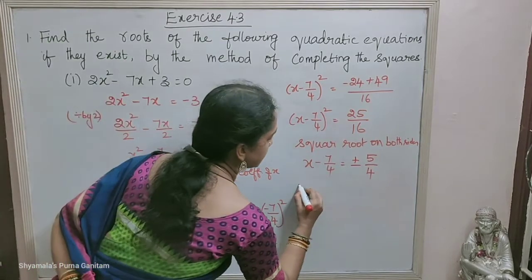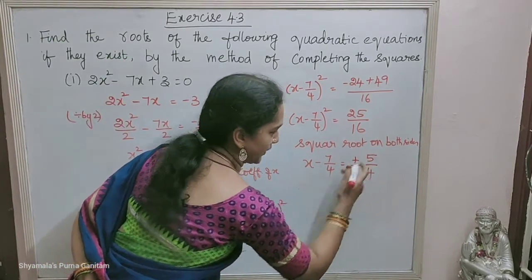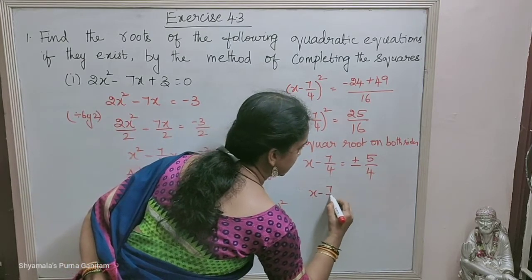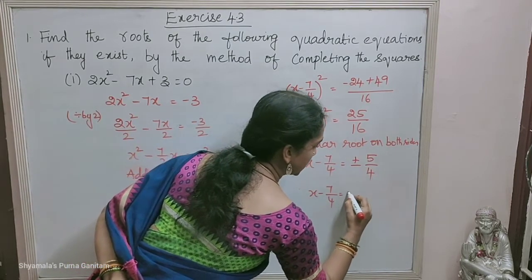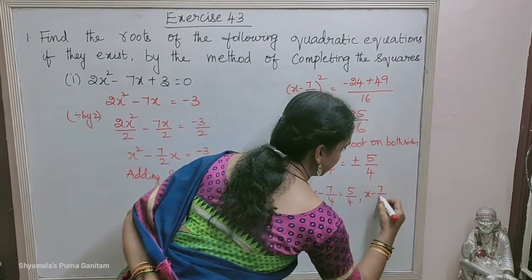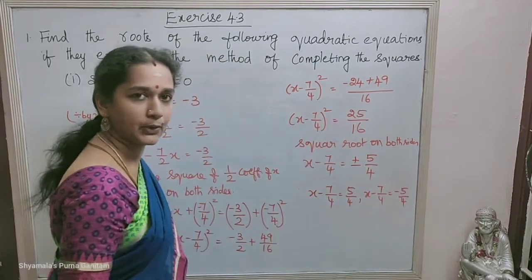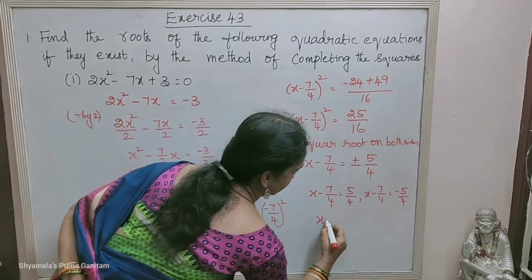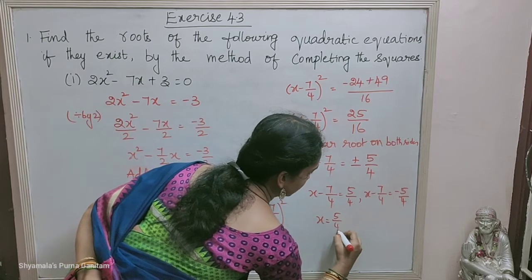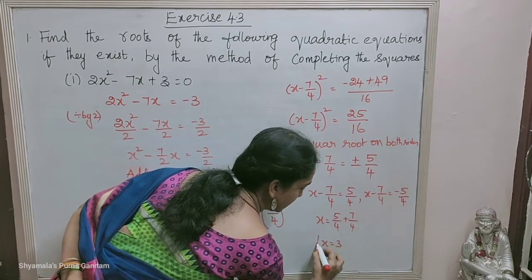So, one is, if you take it as x minus 7 by 4 is equal to plus 5 by 4, that is one value, and x minus 7 by 4 is equal to minus 5 by 4 is another value for x. So this one you simplify. So x is equal to 5 by 4 plus 7 by 4. This is 12 by 4. So the x value will be 3 here.